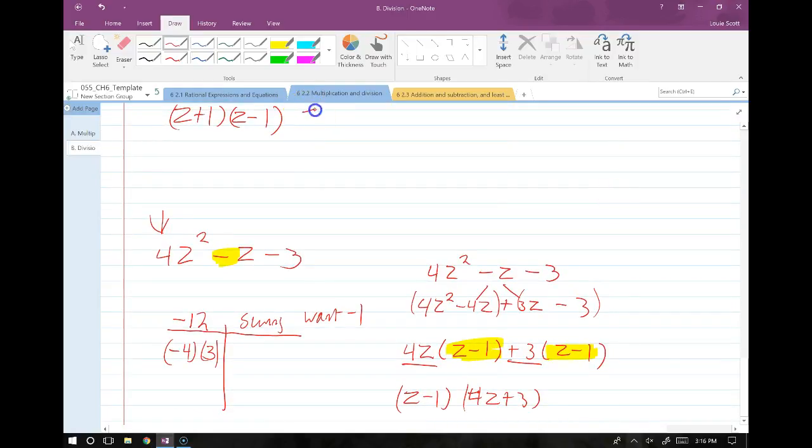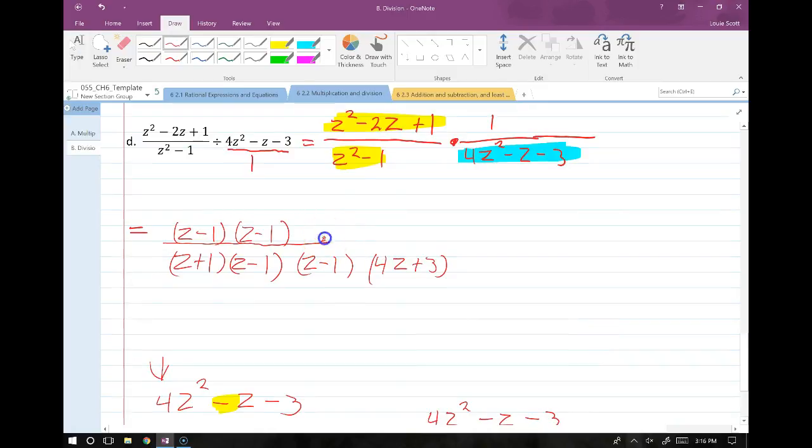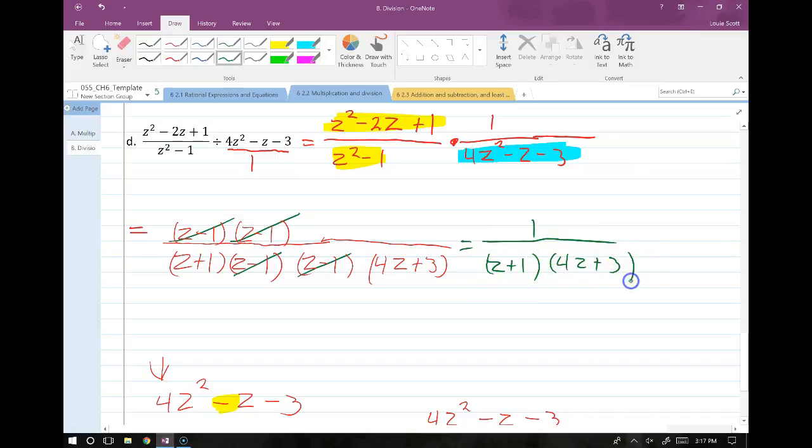Okay, let's go back up to the problem. This is how it works. z minus 1 and 4z plus 3. All right, so now we have this in all its ugly glory. z minus 1, that's going to cancel. Another z minus 1, that's going to cancel. That was semi-satisfying. I'll call that a win. We canceled two factors on the top and the bottom. z plus 1 is left, and 4z plus 3 is left. And so that's it.